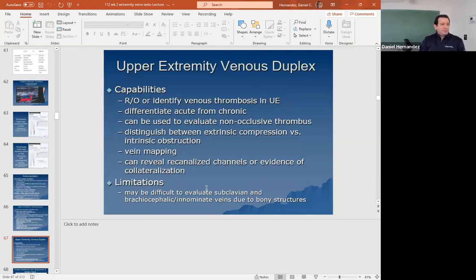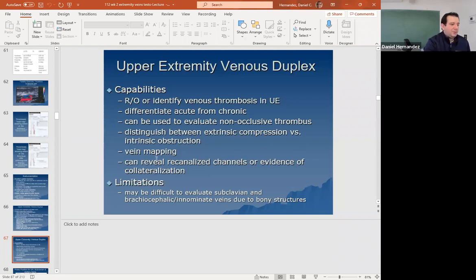Within our upper extremity duplex exam, we're going to rule out or identify venous thrombosis in the upper extremities. We can differentiate between acute and chronic. It can be used to evaluate non-occlusive thrombus. We can use it to distinguish between extrinsic compression versus intrinsic obstruction. Our duplex exam can also be used to perform something called venous mapping or vein mapping. We're going to learn a little bit more about that, and it can reveal recanalized channels or evidence of collateralization.